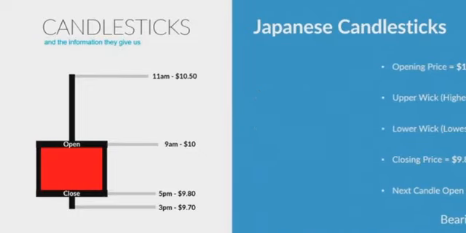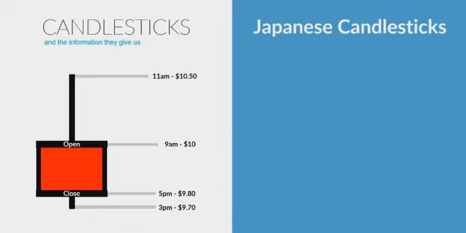That's essentially what a Japanese candlestick is. We have to remember that this is how most traders read price action. The Japanese candlestick is the gold standard of reading price action over a time frame, whether it be 5 minutes, 15 minutes, 30 minutes, and so on. It's a visual representation of the price at the time.